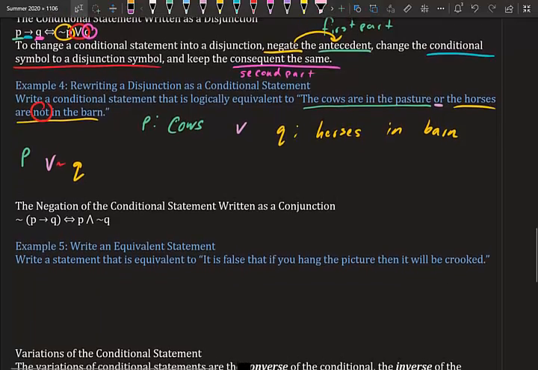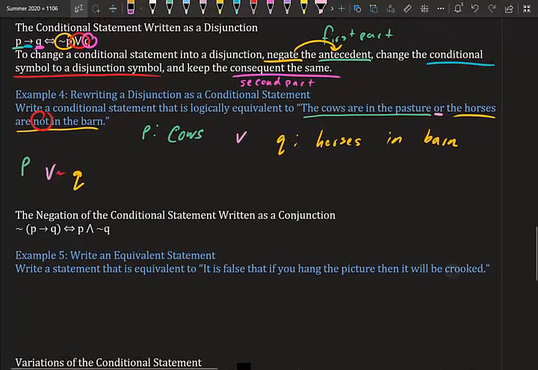Let me erase this because you can't see it. There we go. So if we look up here, that's not the same, right? That's not the same. But if we look down here, isn't that the same? It is. That is the same. So to get an equivalent statement, we need to do negation P if then Q.